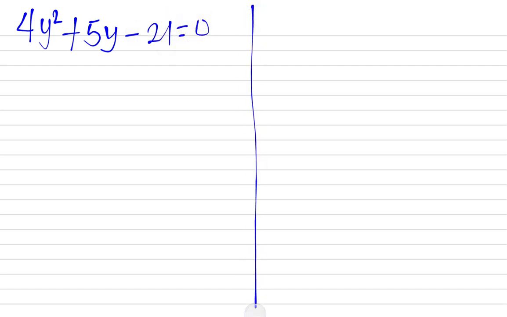So to our next question now. Our next question says 4y squared plus 5y minus 21 equals 0. So we should be able to use this space for this one.